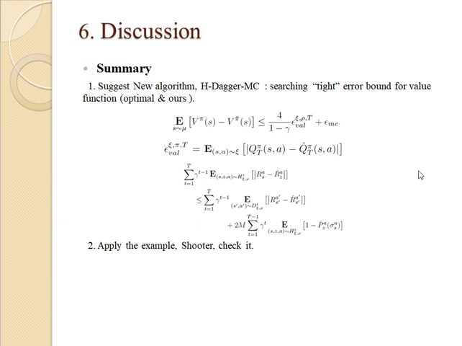So in summary, the paper suggests a new algorithm, H-DAgger-MC. It gives a tight error bound for the value function between the optimal and our policy, any policy, and our policy's value is bounded by this value, which is bounded by the dynamics model error. We applied this algorithm to the example shooter and checked that it gives the best result.